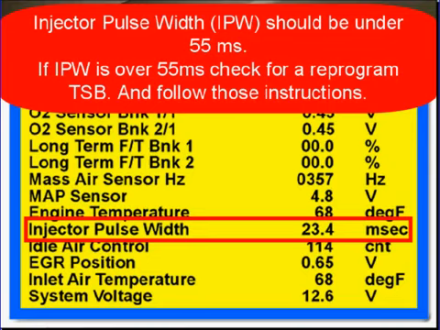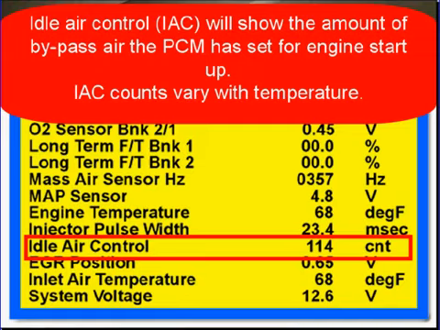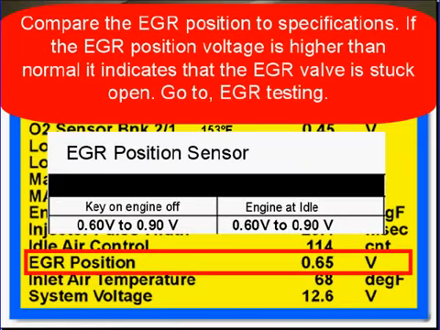Injector pulse width should be under 55 milliseconds. If injector pulse width is over 55 milliseconds, check for a reprogramming TSB and follow those instructions. Idle air control will show the amount of bypass air the PCM has set for this engine startup. There are no hard specs of what it should be. IAC counts vary with engine temperature.